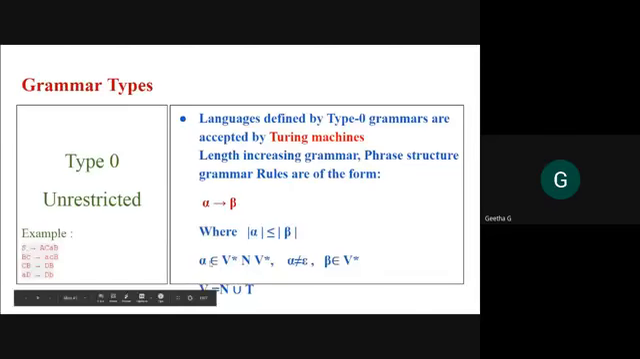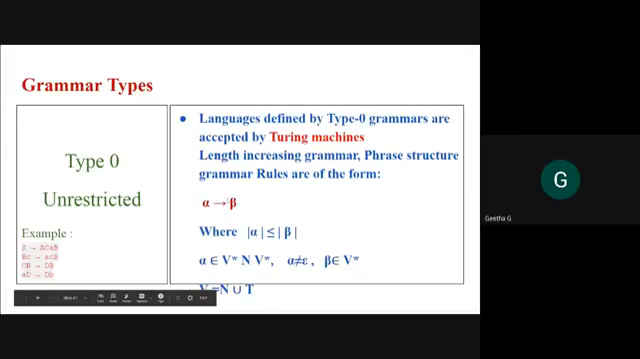You can have terminals and non-terminals that will be rewritten with some strings, which is also a combination of terminals and non-terminals. It is not only a terminal or a non-terminal. You may have beta also in V star, the total alphabet, right? And alpha should not be epsilon. These are the conditions, right?